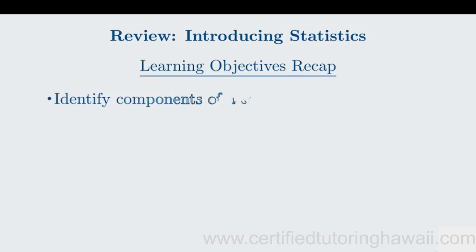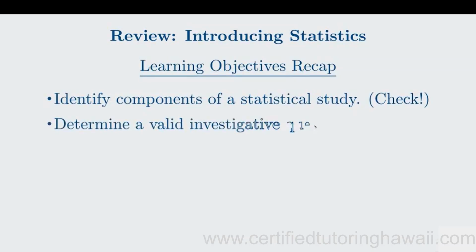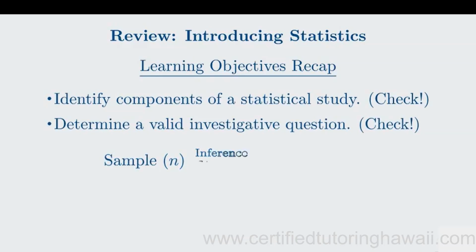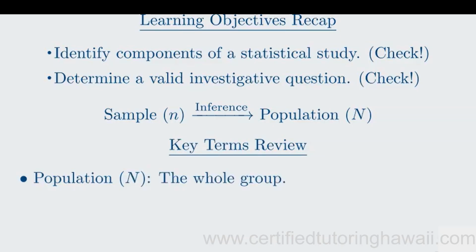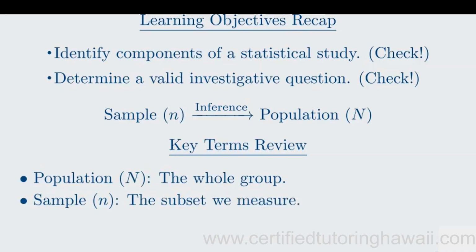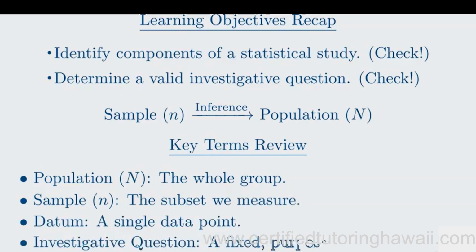First, we can now identify the components of a statistical study, and second, we can determine a valid investigative question. We've learned that we use a sample, represented by lowercase n, to make inferences about a larger population, represented by capital N. This is necessary because measuring every individual in a population is often impossible. Let's review our key terms. The population, capital N, is the whole group. The sample, lowercase n, is the subset we measure. A datum is a single data point. And the investigative question is our fixed, purposeful starting point.